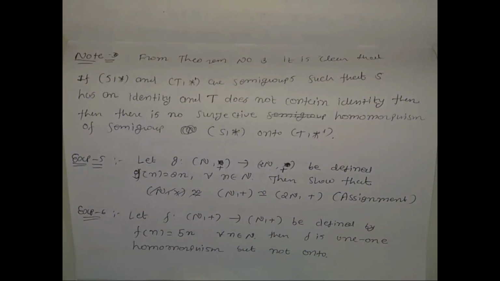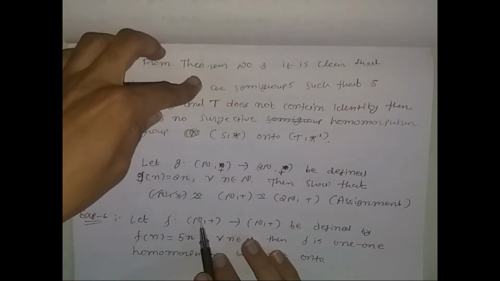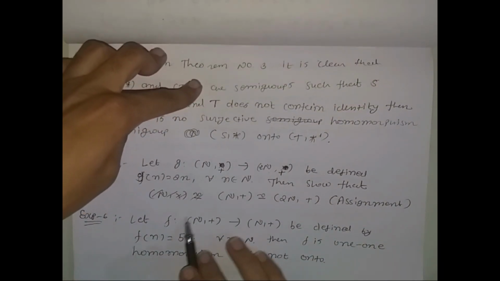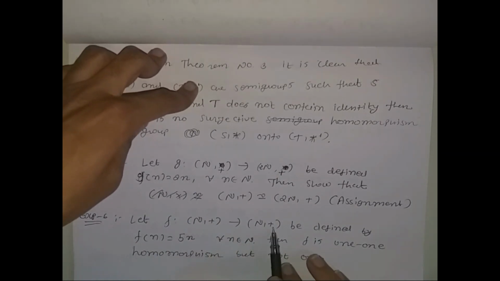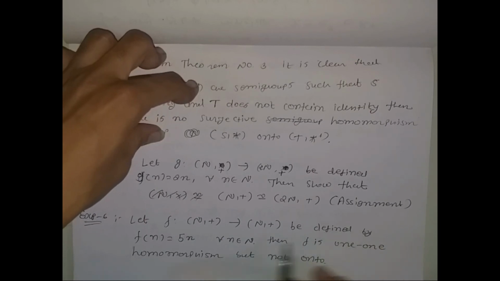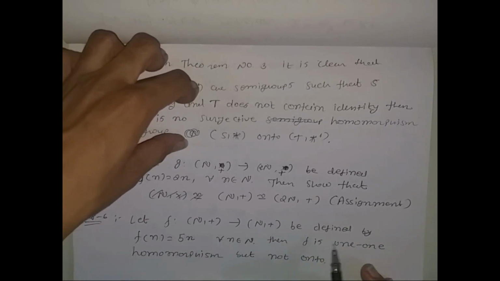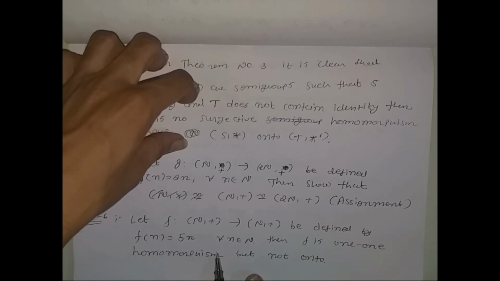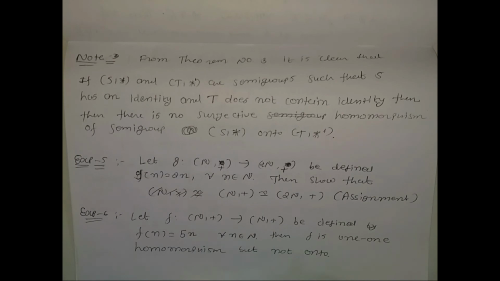Now example number 6: f is the map from the set of all natural numbers with addition, a semigroup, that is N with binary operation addition, to N with binary operation addition, defined as f of n is equal to 5n for all n belongs to N. Then f is a one-one homomorphism but not onto. What we want to show is that f is a one-one homomorphism but not onto. Let us see.